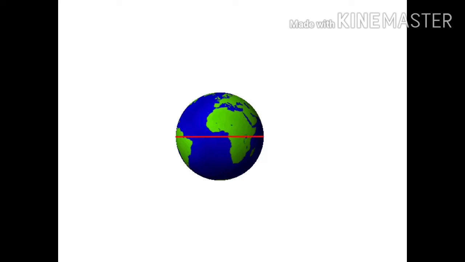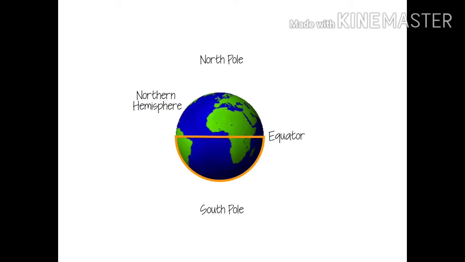The Earth is separated into two halves by an imaginary line called the equator. The half of Earth that is between the equator and the North Pole is called the Northern Hemisphere, while the half of Earth that is between the equator and the South Pole is called the Southern Hemisphere.